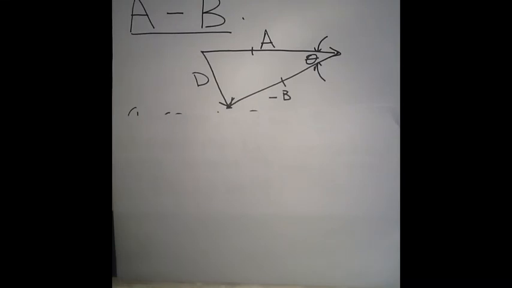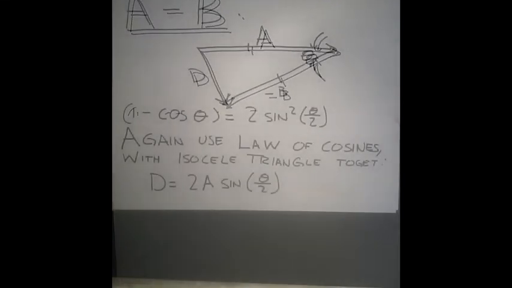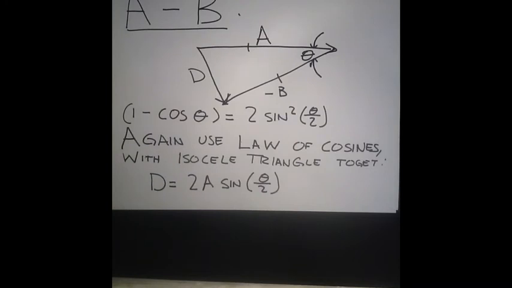And this will again work out to be an isosceles triangle. Now you use that trig identity I told you about. So start off with 1 minus cosine theta equals 2 sine squared theta over 2. And then apply the law of cosines, also remembering that you were working with an isosceles triangle. And after some substitution, or however you want to work it out, it's really up to you, you should end up with D equals 2A sine theta over 2.